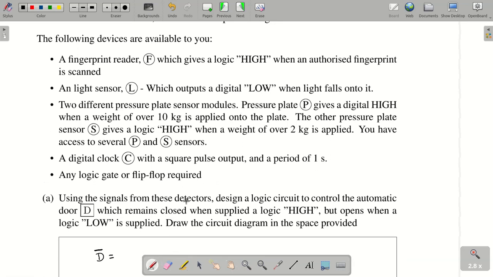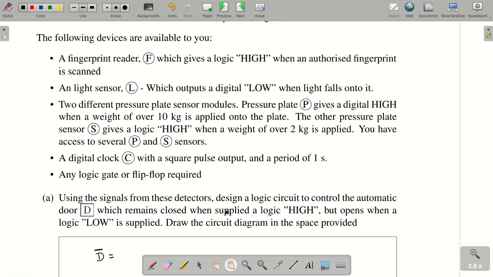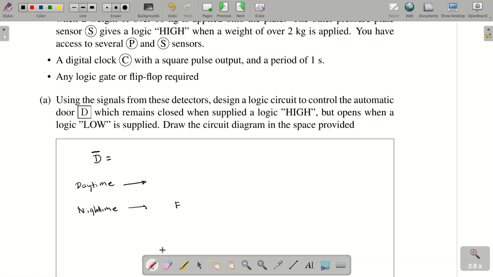Okay, now lots of people approach this in different ways, and I give marks for many different answers, but the logic for this part should be that, first of all, you need to recognize that a person is heavier than 10 kgs, and a dog or a cat is less than 10 kgs.